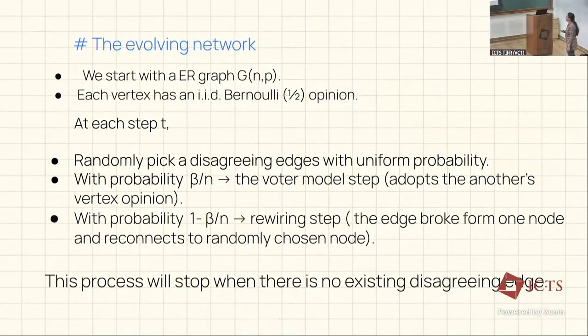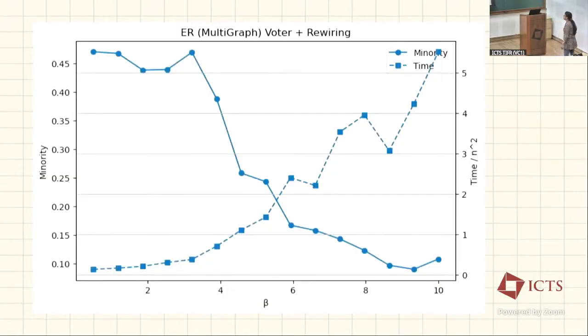With probability 1 minus beta by n, we will perform the rewiring step. That means we will break that disagreeing edge, choose one of the vertices, and connect that edge to a randomly chosen node. The process will stop when there are no existing disagreeing edges. We call it the stopping time or absorption time. So this is the result for the Erdős–Rényi network.